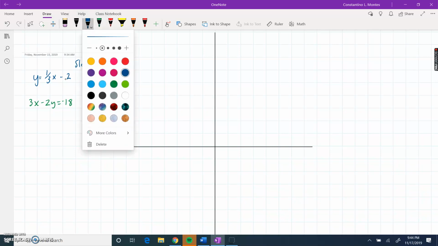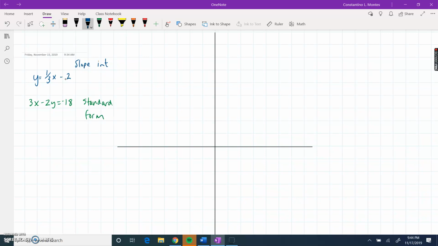So let's use blue to graph it. My y-intercept is -2. So I go to the origin, which is right here, and I go down 1, 2. At that point, I'm going to locate a point. Now my slope is 1/3, meaning that I'm going to go to this y-intercept that I located, go up 1 and then over 1, 2, 3.